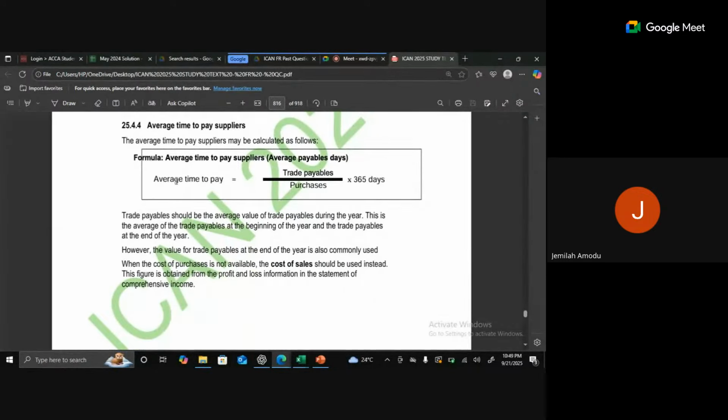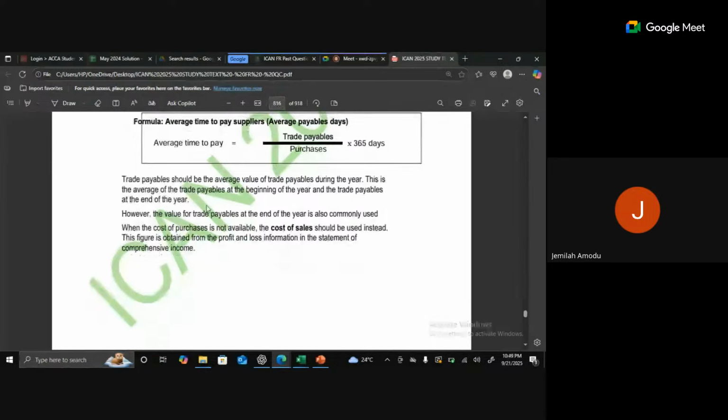So the next thing is average time to pay supplier. Now you have looked at your average time to receive money from those people that are owing you. The next thing is for you to calculate how long it will take you to pay those that you are owing yourself. And the best way to calculate this is to compare your payable and your purchase. Remember, receivable deals with sales, while your payable deals with purchase. It is when you purchase something that you owe somebody. So that is why the trade payable is being used in comparison with your purchases.